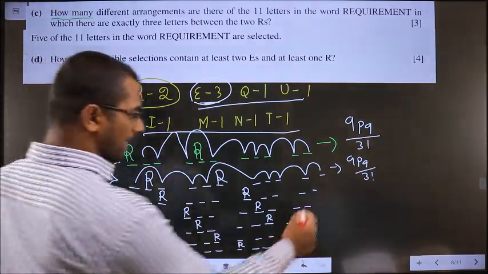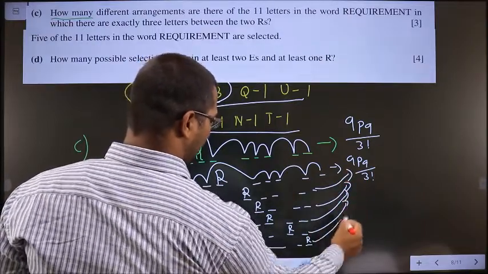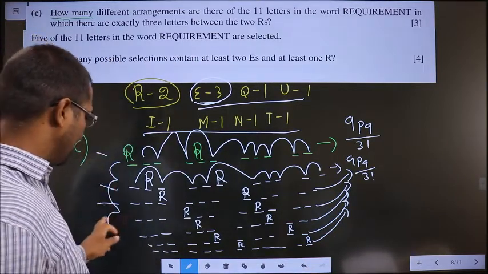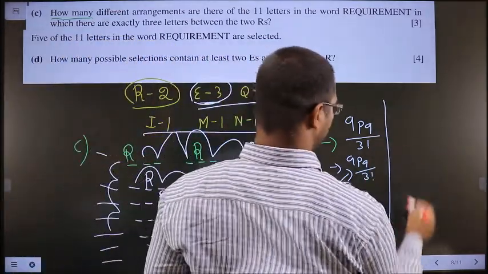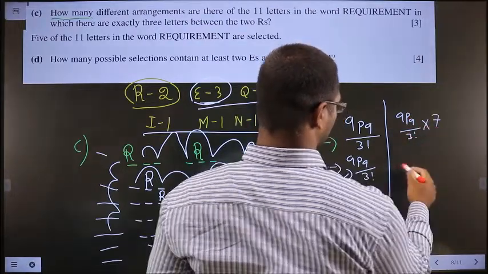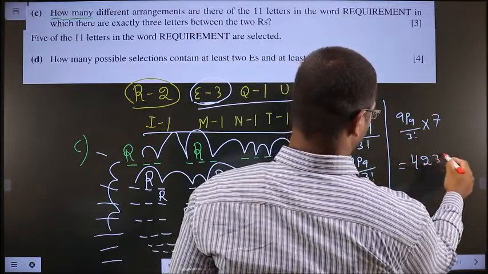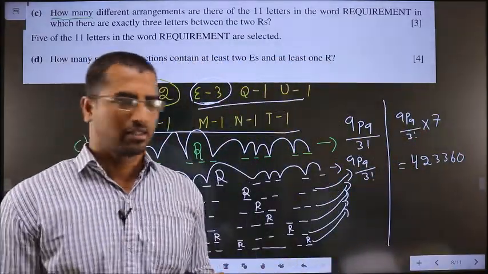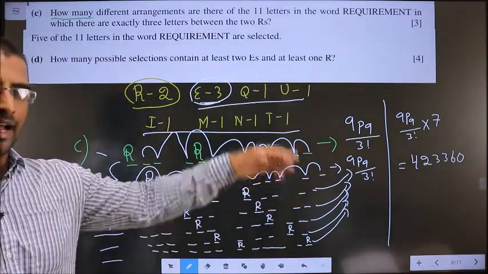So now for each I get the same answer, 9P9 by 3 factorial. So add 9P9 by 3 factorial how many times? 1, 2, 3, 4, 5, 6, 7. Add this 7 times, or directly 9P9 by 3 factorial into 7. That will give me the answer, 42360, is the answer. Write all the possibilities, for each possibility the answer, and finally add.